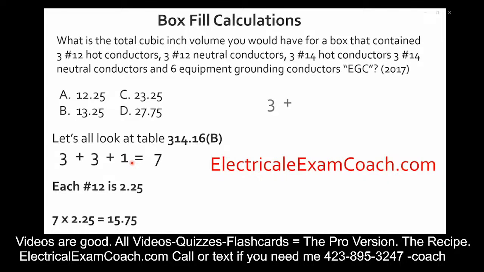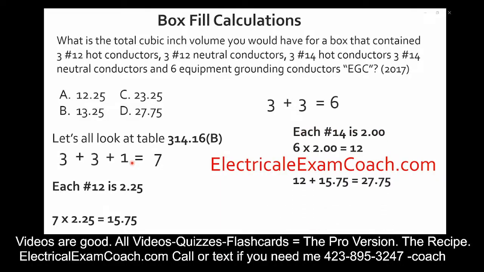Now let's deal with the 14s. We had 3 hots, 3 neutrals. Don't have to deal with any grounds. They've already been dealt with. We bear that math out, total the two together, and we end up with 27.75 cubic inches.